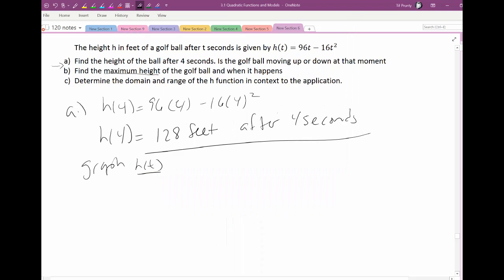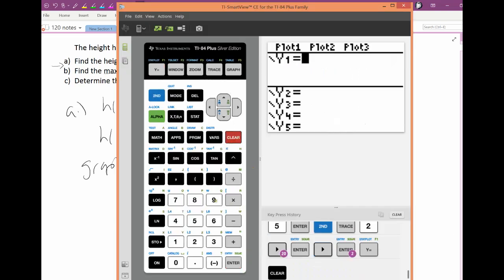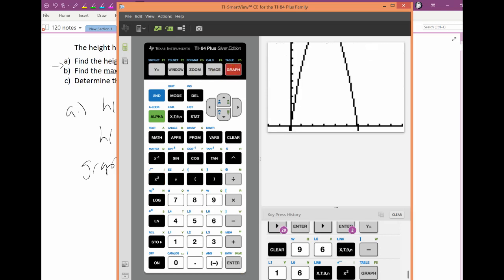Oops, I keep hitting that instead of my graph. There we go. I'm going to clear out the graph I have in there, and type in my 96x minus my 16x squared. The window I had before probably will work, because 96... I might have to go bigger. Alright, I'm just going to hit graph. Nope, it's off my page, so I have to go bigger.